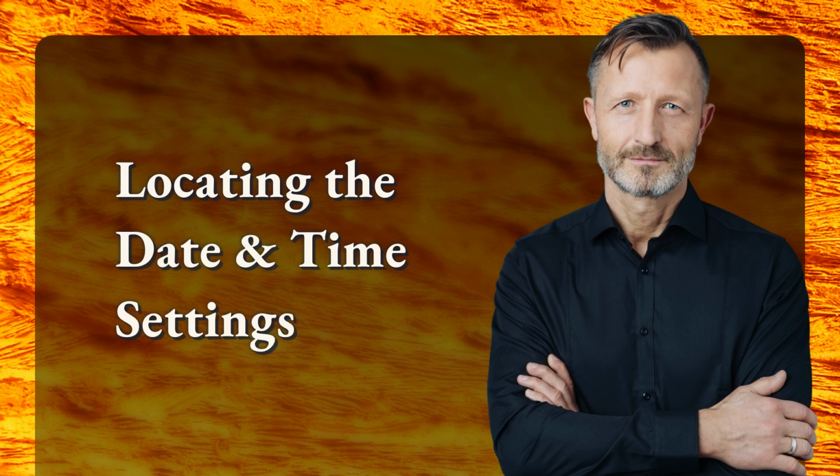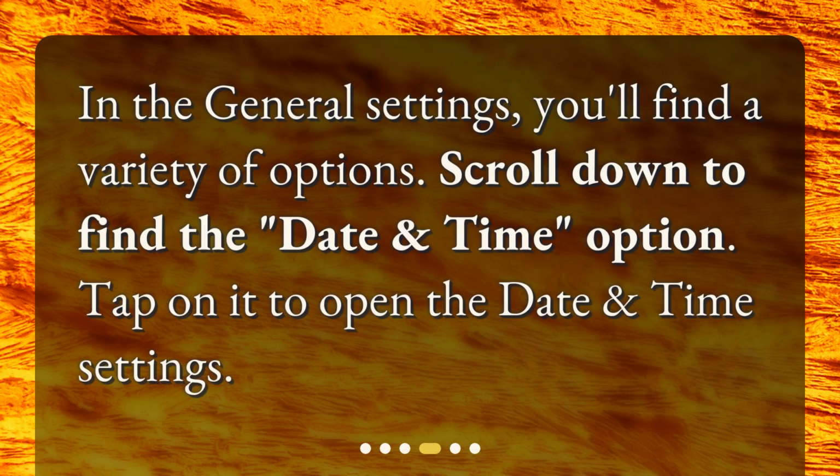Locating the date and time settings. In the General settings, you'll find a variety of options. Scroll down to find the Date and Time option. Tap on it to open the date and time settings.